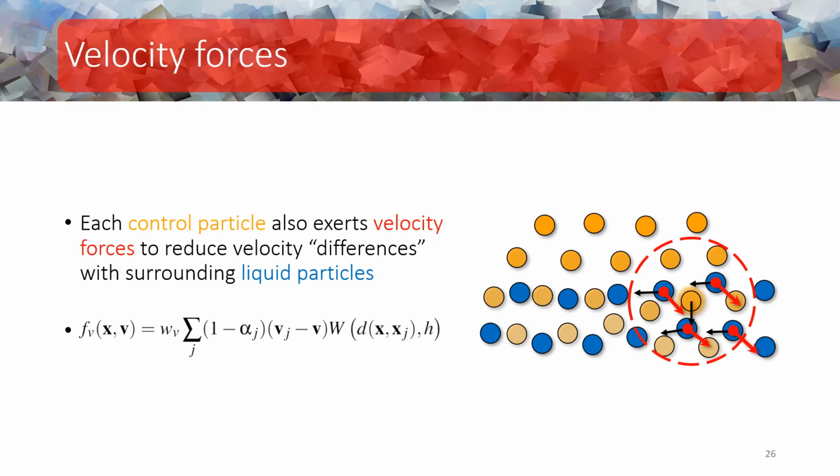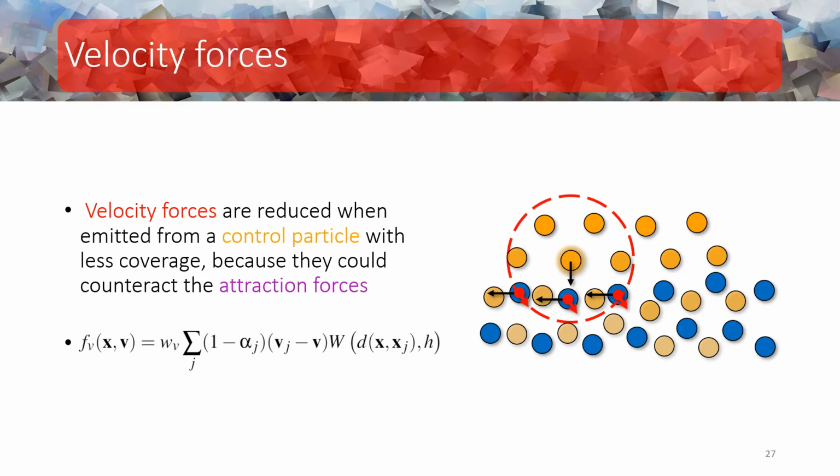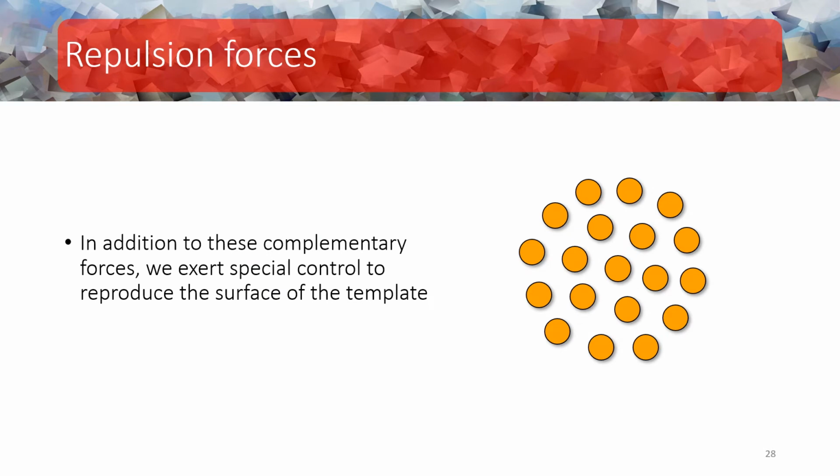Control particles also generate forces in order to reduce the velocity difference with the surrounding liquid particles. These forces are scaled down when emitted from a control particle with less liquid coverage, since they could counteract the attraction forces. These forces allow us to attract and drive a simulated liquid to make it match the template behavior.